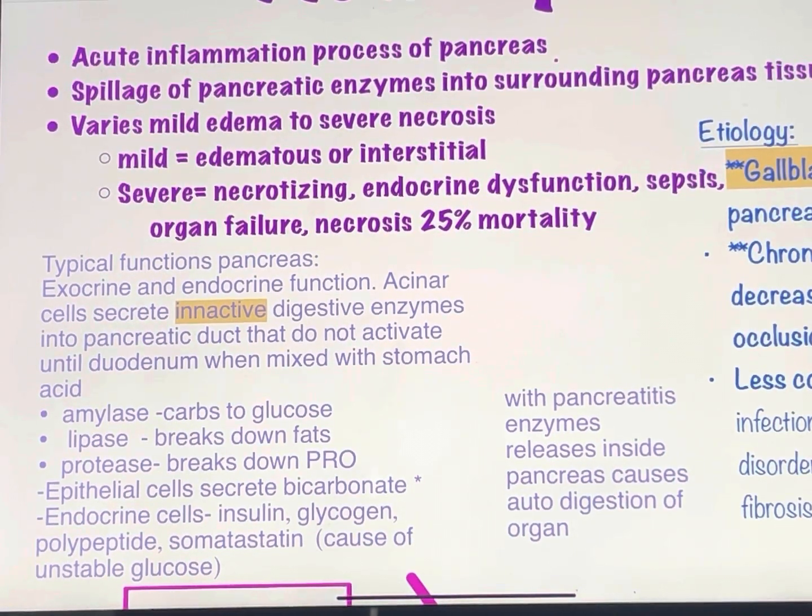In a typical healthy person, these digestive enzymes would leave the pancreas. However, with inflammation, these pancreatic enzymes are released inside of the pancreas and autodigestion begins to occur.